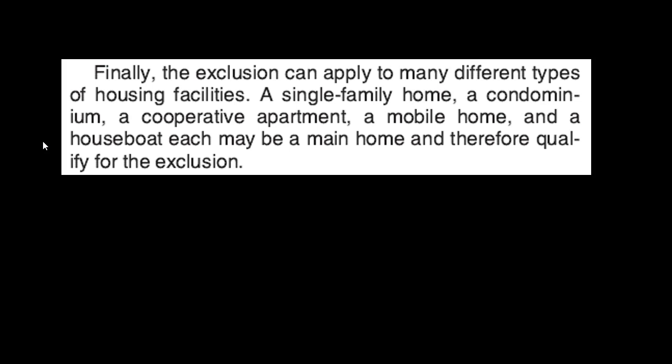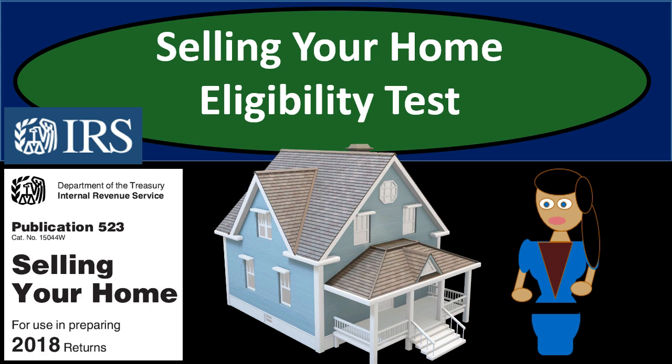Could be something like a mobile home as referenced here, or even a houseboat as well. In this presentation, we will take a look at an eligibility test with relation to tax consequences for selling your home. This information can be found in Publication 523.